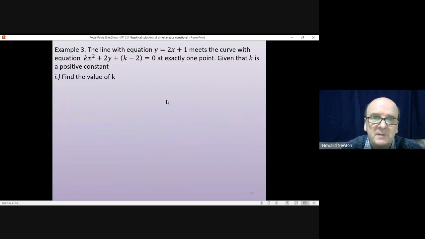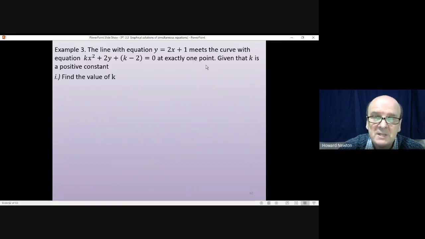Okay, one example for you to have a go at to do with this sort of thing. So example 3, the line with equation y equals 2x plus 1 meets the curve with equation kx squared plus 2y plus k minus 2 equals 0 at exactly 1 point. Given that k is a positive constant, find the value of k. Now, I will let you have a go at this. The significant thing in the question is where it says the line meets the curve at exactly 1 point.